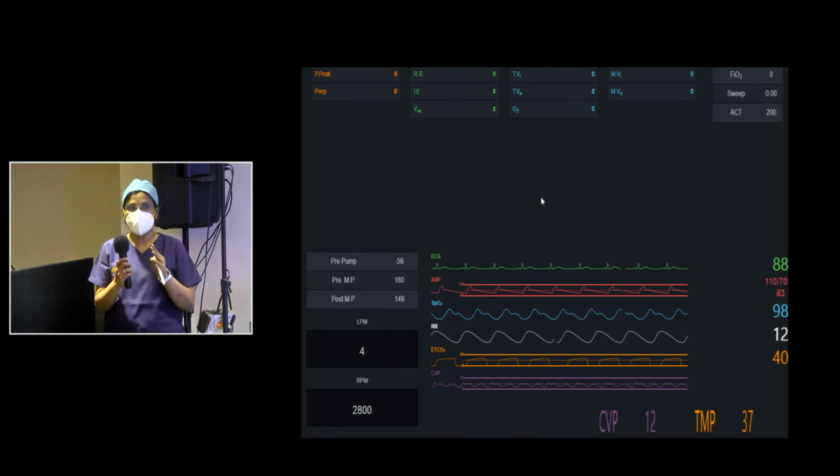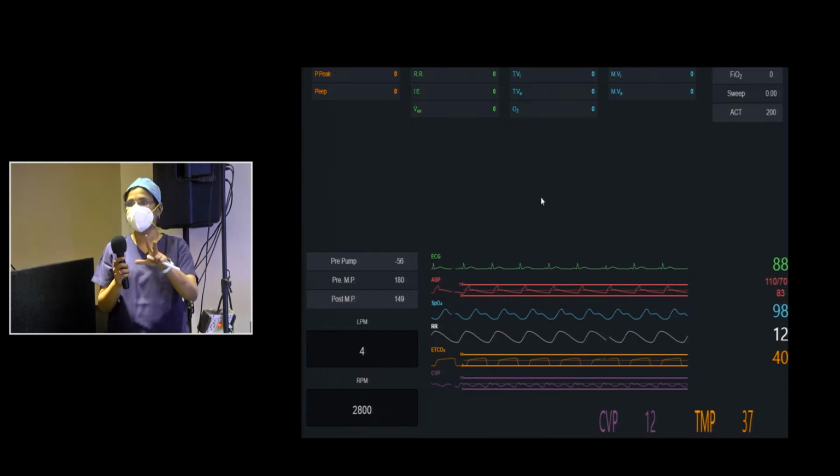So the ideal position that is suggested is the high IVC-hepatic junction. It does not block the hepatic veins, and it gives good drainage. So that is the ideal position.